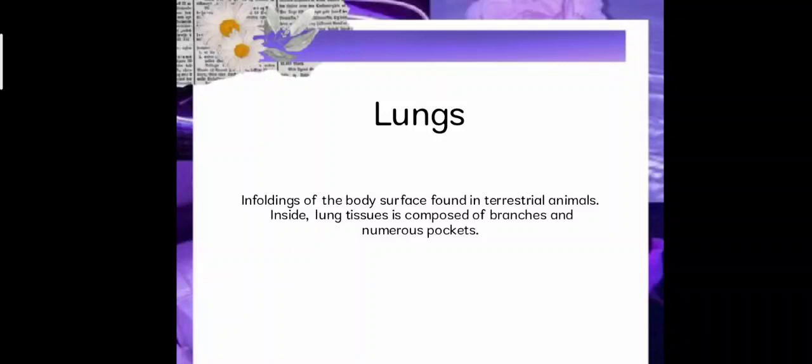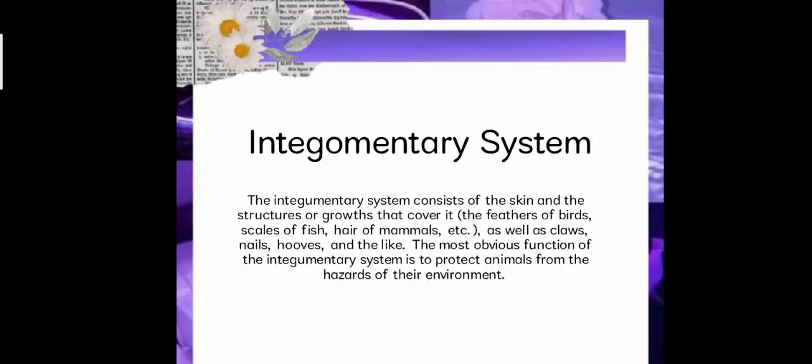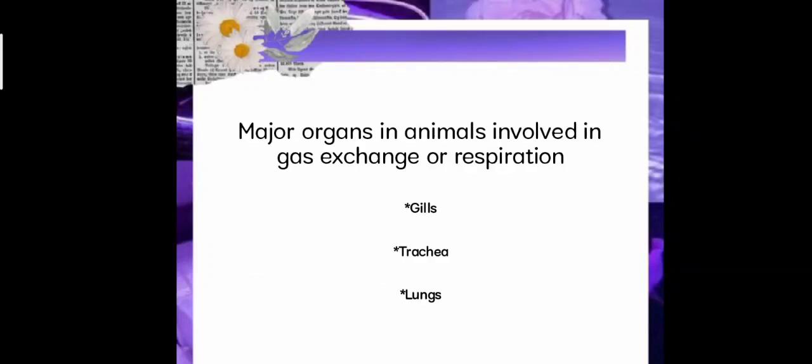Lungs are infoldings of the body surface found in terrestrial animals. Inside, lung tissue is composed of branches and numerous pockets. The gills greatly increase the surface area for gas exchange. They occur in a variety of animal groups, including arthropods, including some terrestrial crustaceans, annelids, fish, and amphibians.